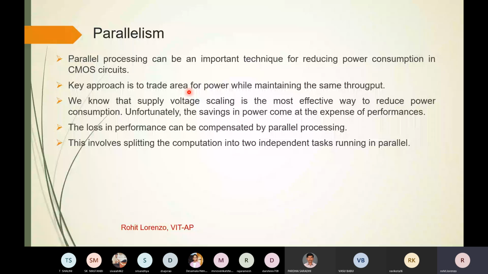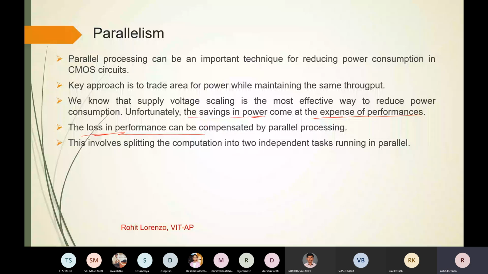We know that supply voltage scaling is the most effective way to reduce power consumption. Unfortunately, the saving in power comes at the expense of performance. If I reduce the supply voltage, there will be saving in power, but it comes at the expense of performance, meaning there will be a penalty of delay. This loss in performance can be compensated by parallel processing. What I am doing involves splitting into independent tasks.